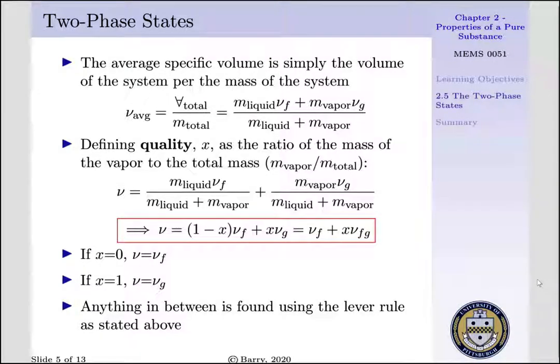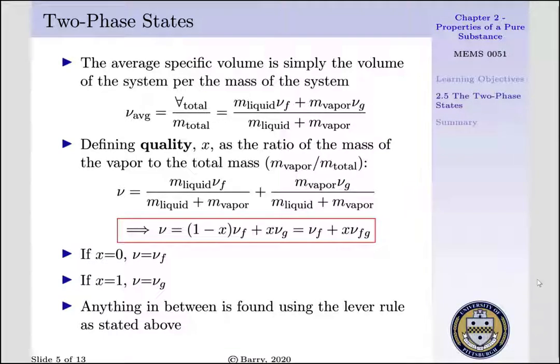Thus, we can express our specific volume as the mass of the liquid times our specific volume of the saturated liquid per the mass of liquid plus the mass of vapor, plus the quantity of the mass of our vapor times our specific volume associated with our saturated vapor per the mass of liquid plus the mass of vapor. Everything in the term to the right except ν_g would be x. That is denoted as quality. Thus, we can re-express our average specific volume ν as (1 − x) times our saturated liquid specific volume ν_f plus x times our saturated vapor specific volume ν_g, which is also equal to our saturated liquid specific volume plus x times the quantity ν_g − ν_f, or ν_fg.